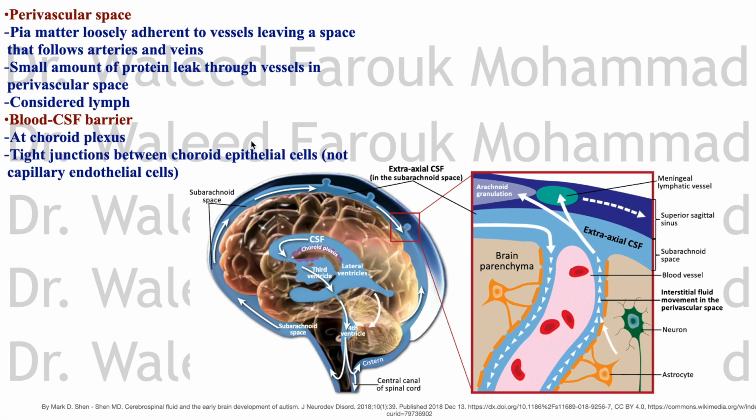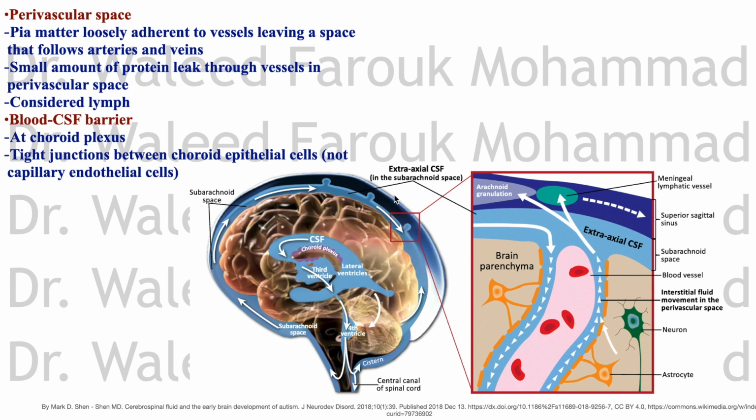Now there's a space called the perivascular space, formed by the pia mater because it's loosely adherent to the vessels. This is the perivascular space, as you can see here, leaving a space that follows the arteries and veins, and a small amount of protein leaks through the vessels into the perivascular space, and this is considered the lymph drainage of the brain.